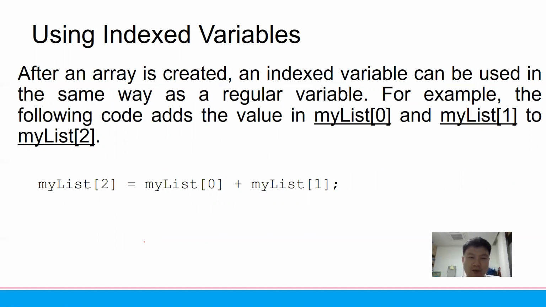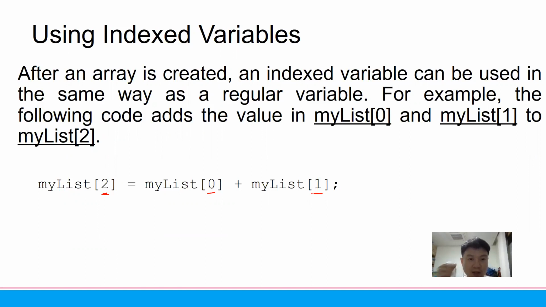When you know the indexed variables, it will be easy for you to do some operations. For example, I would like to set myList at index 2 as the result of index 0 plus index 1. Using this code, you can easily do other operations too, not limited to mathematical operations.